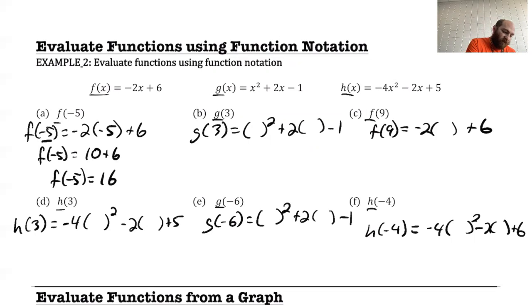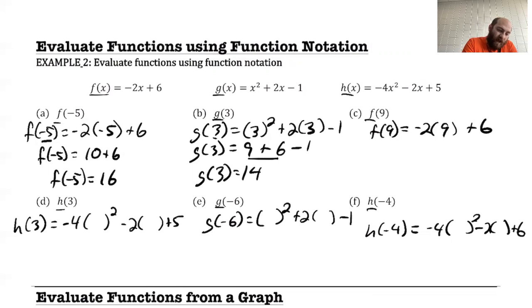Okay, g of 3, I'm going to plug in my input of 3, put it into all those spots where the input goes. So g of 3 is equal to 3 squared is 9, plus 2 times 3 is 6, minus 1. So I did my exponents followed by my multiplication. Now I could do my addition and subtraction. 9 plus 6 is 15, minus 1 is 14.